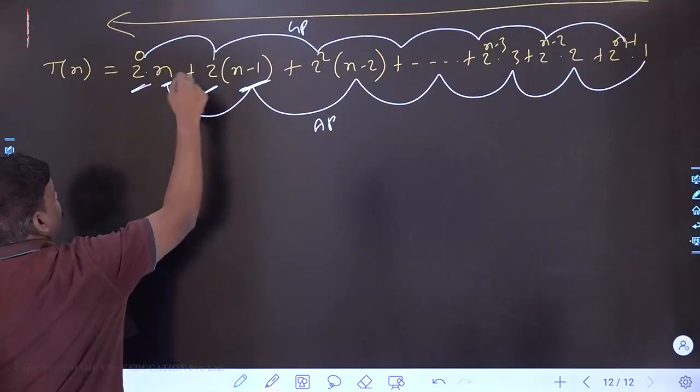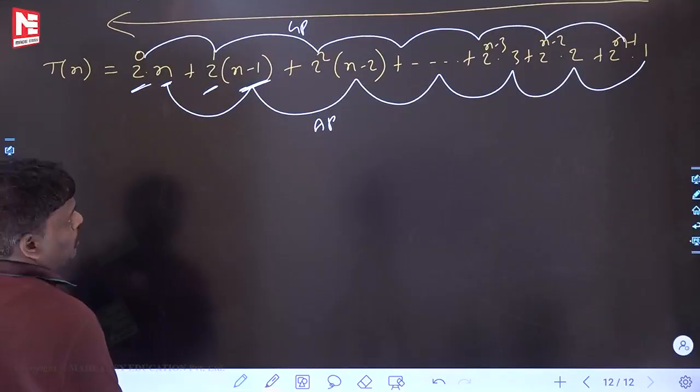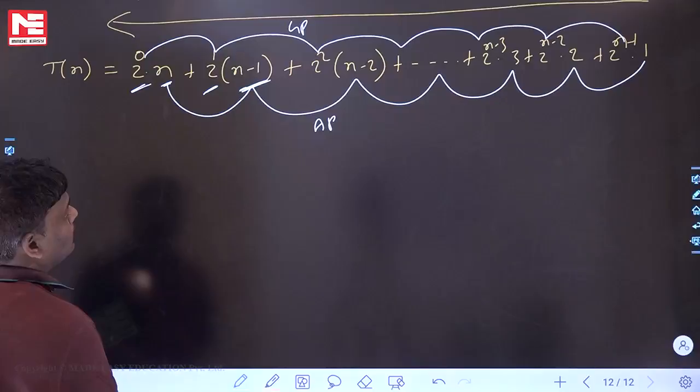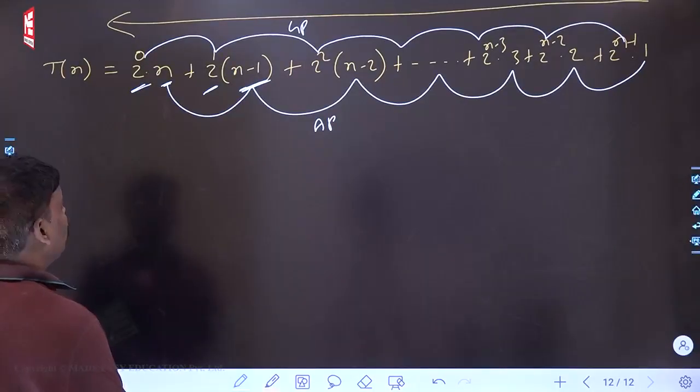Can you tell me what the GP series is? 2 power 0, 2 power 1 and so on, up to 2 power n minus 1. How many terms are there in total? 0 to n minus 1, so n terms are there.